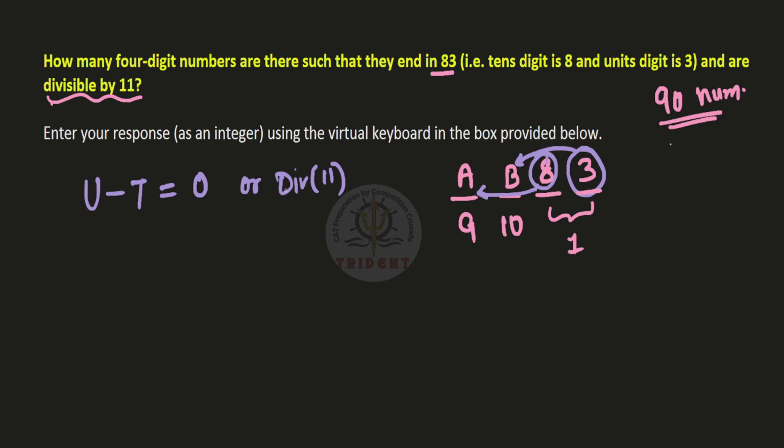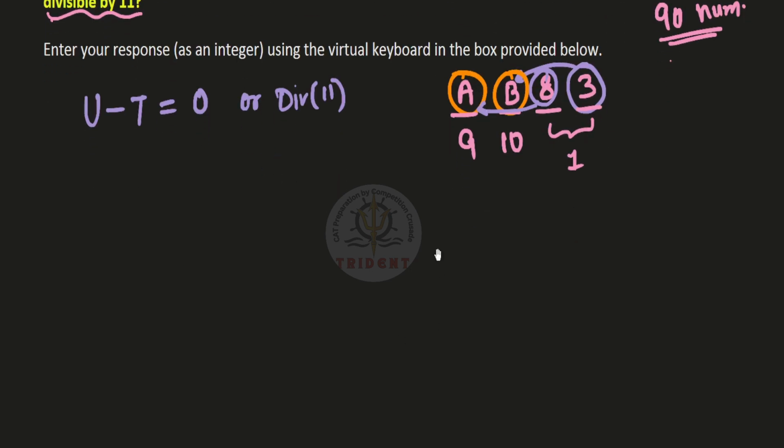Now this is a very peculiar divisibility rule, and seldom do students remember it. Please remember that the vacant positions, A and B, need to be filled by us. So we will have to do some arithmetic over here. Not very difficult, but at the same time not very easy also. So let's try and understand what u minus t equals 0 means.